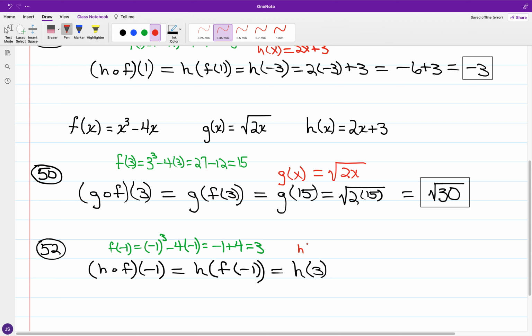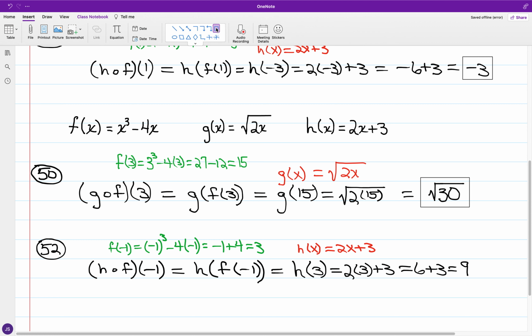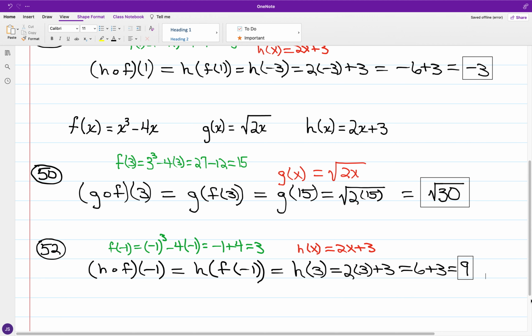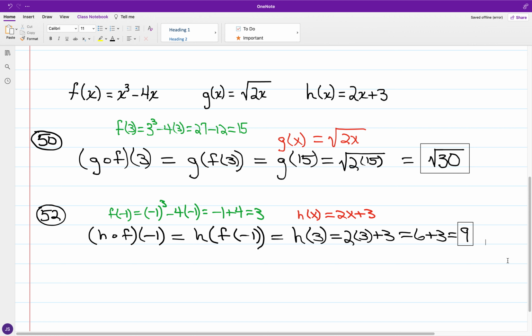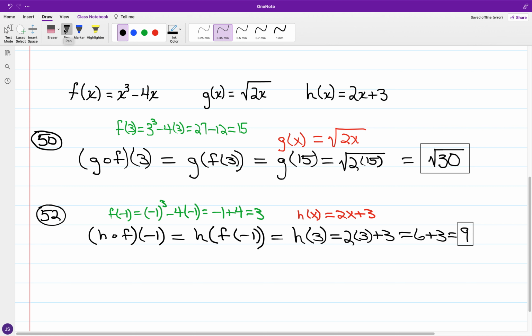Again, utilizing the H function, which is 2 times the input plus 3, with the input X now at 3, we have 2 times 3, which is 6. And 6 plus 3 is going to come out to 9. Now, for what we have in the case of working with G and F, we have G composed with F whenever X is at 5.